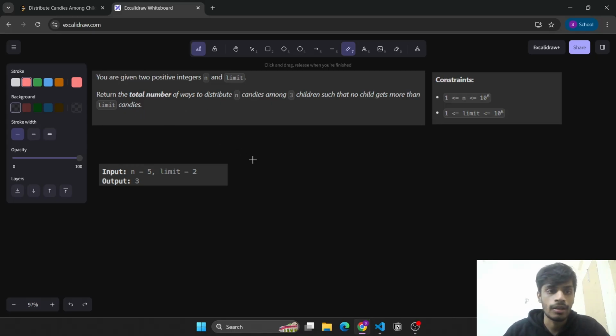So for example, here n equals 5 and limit equals 2. We need to give candies to three children. If we give the first child zero candies, we can give the second child at most two candies, and the third child at most two candies. So here we're not able to distribute all five candies, so this way is not possible.